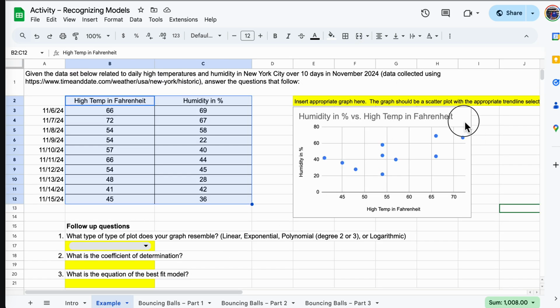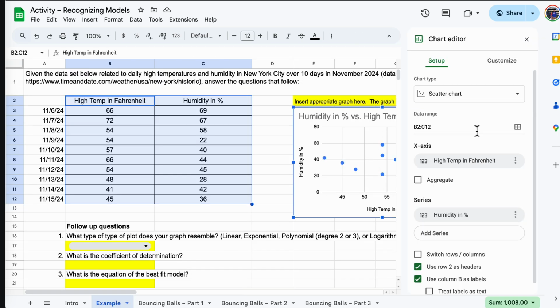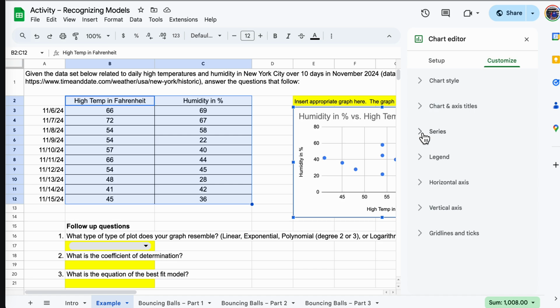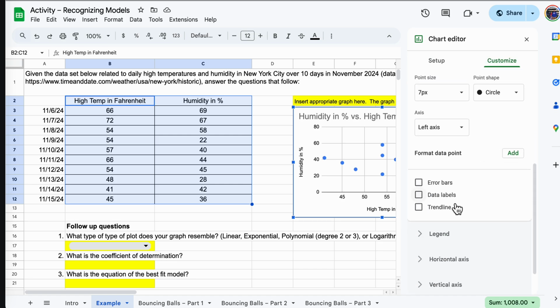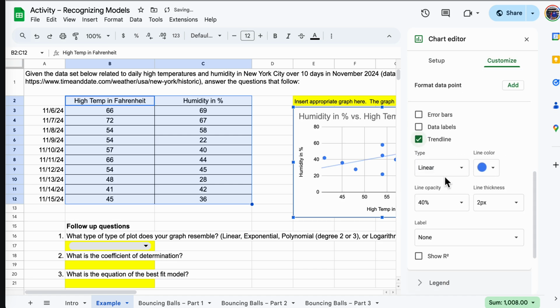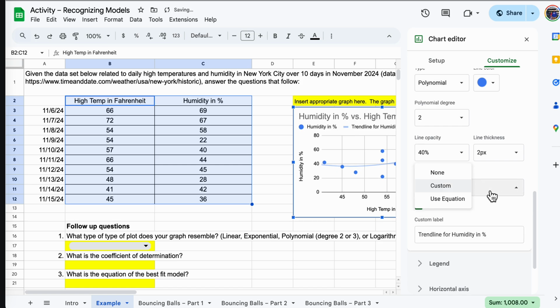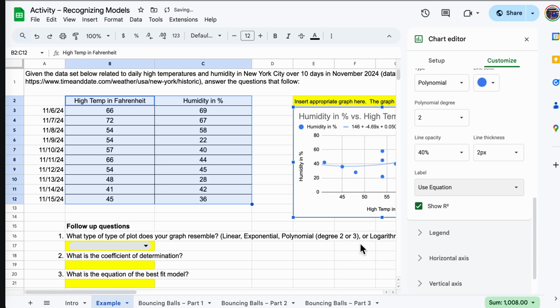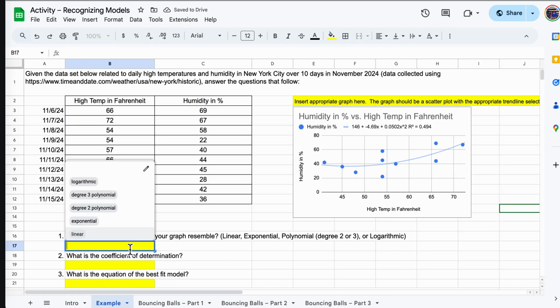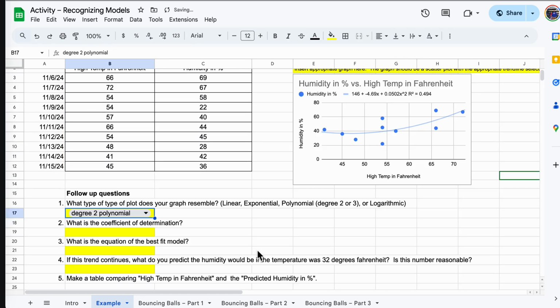All right, so I'm going to go in here, edit my chart, customize, go to series. I'm going to select trend line. I'm going to go to polynomial and make sure it says degree 2. I'm going to have it show the r squared value, and I'll ask it to show the equation also. All right. So here I'm saying degree 2 polynomial.